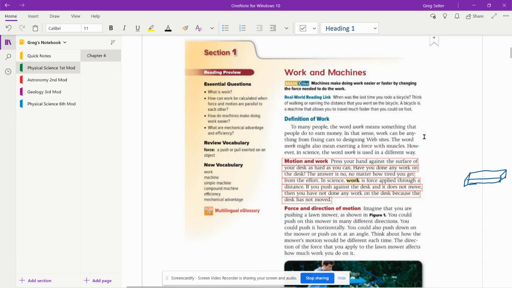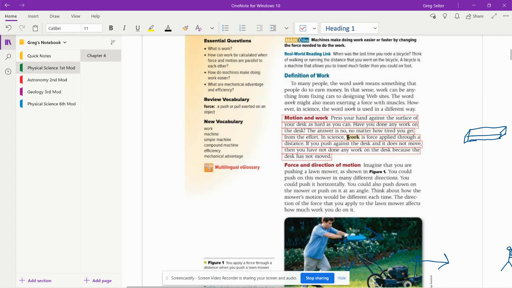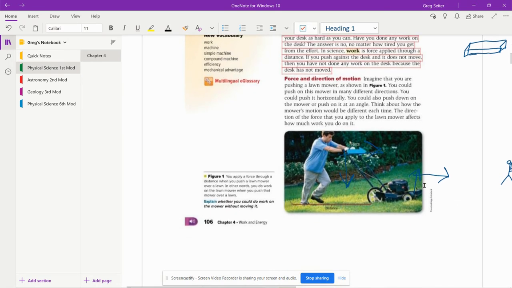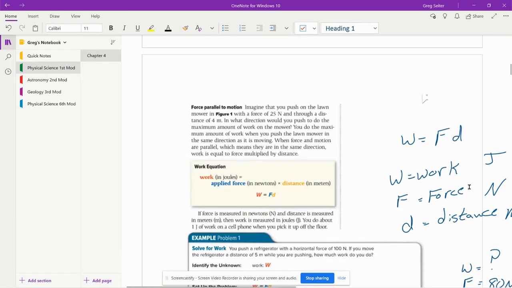Right, so in section 4.1, we talked about work and machines. Remember, for work to be done, an applied force has to make an object move. And it has to be in the direction of the force applied. If you're applying a force in this direction, the movement has to also be in that direction.